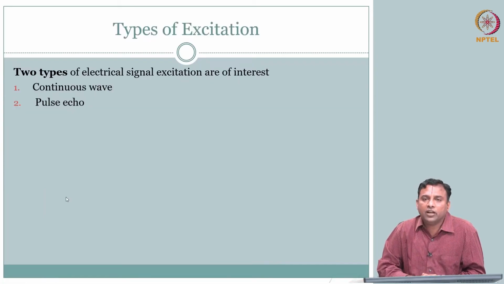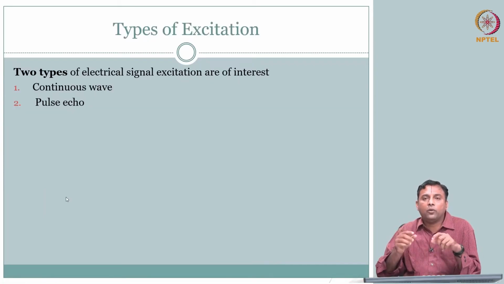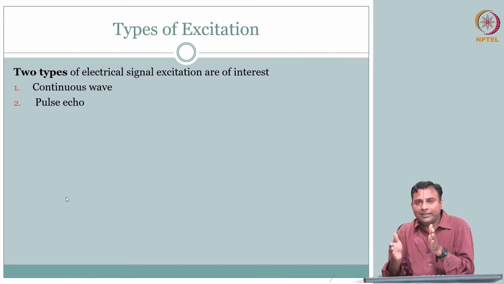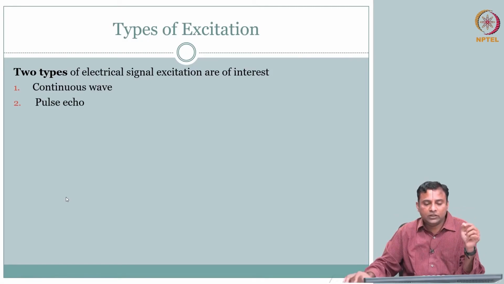Okay, so then we talked about converting. So there were electrodes, if you see, right? There was a crystal, you had the matching layer, and then there were electrodes. So electrical signals of interest, right? How do you excite it? So you can do two ways. You can use continuous wave or pulse echo.